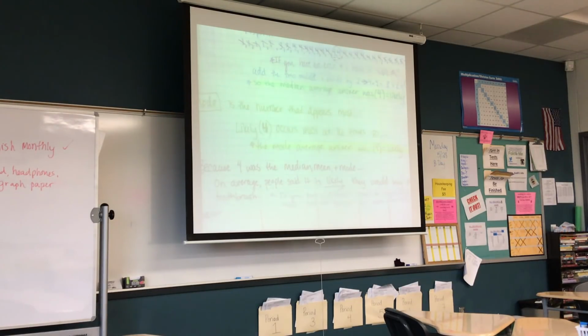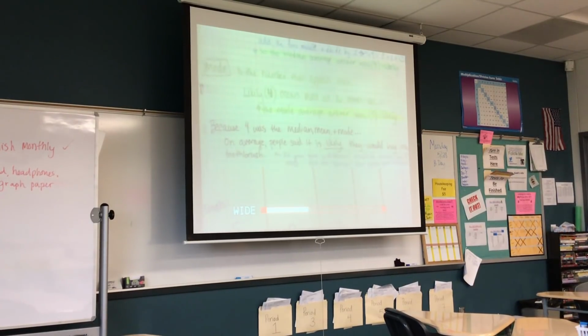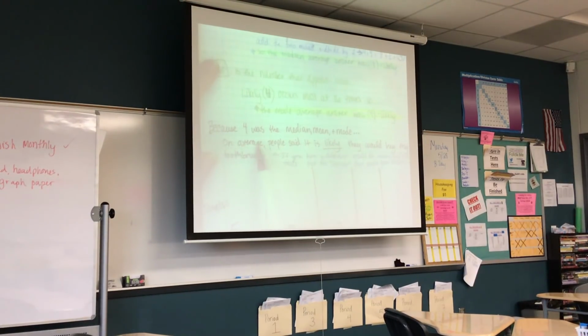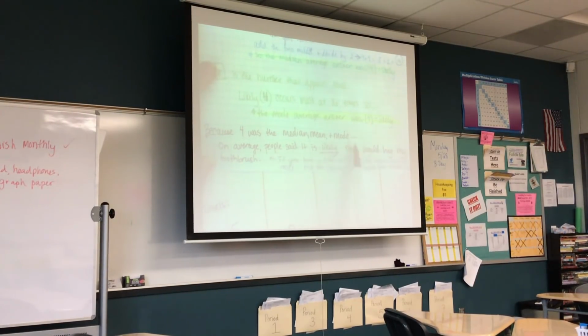Now, here's the point of doing all of that work, so we can make a statement, right? Okay, so for me, 4 happened to be the mean, median, and the mode. It happened to be all 3 of them. So here's my justification statement, my final statement. On average, because I use my mean, median, and mode, on average, people said it is likely they would buy my toothbrush. Likely is that word that represents 4. So on average, people said it is likely they would buy my toothbrush, okay?